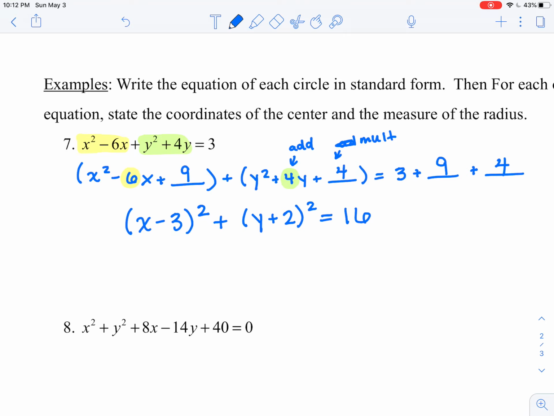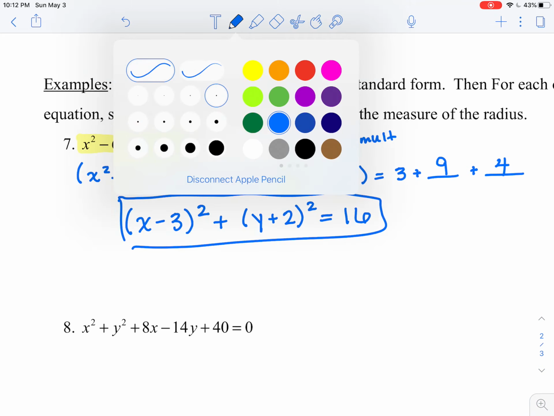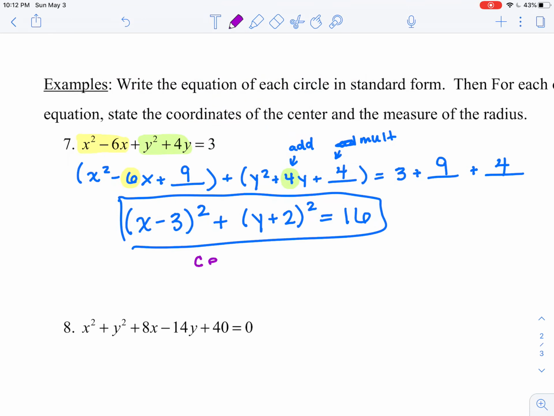Once we completed the square and factored, notice we end up with the equation of a circle in standard form. Now that I have my equation, the directions also ask to find the center and the radius. So just reading off of this equation, the center is at 3, negative 2. That comes from in the parentheses. And our radius, when I square root the right side of the equation, should be 4.